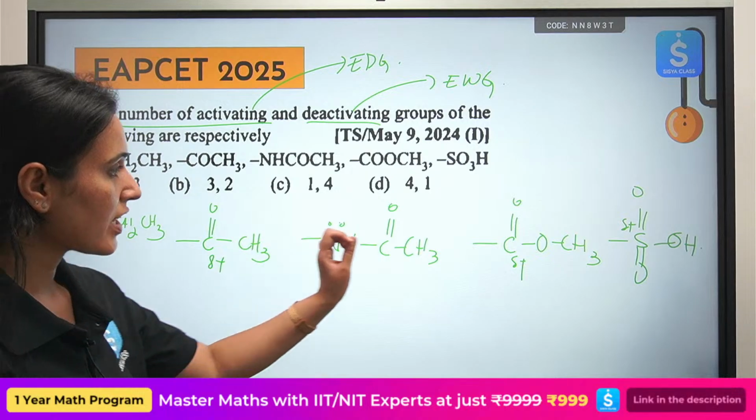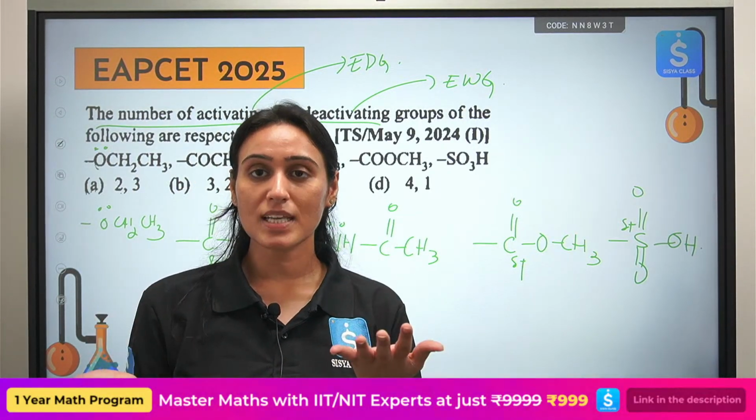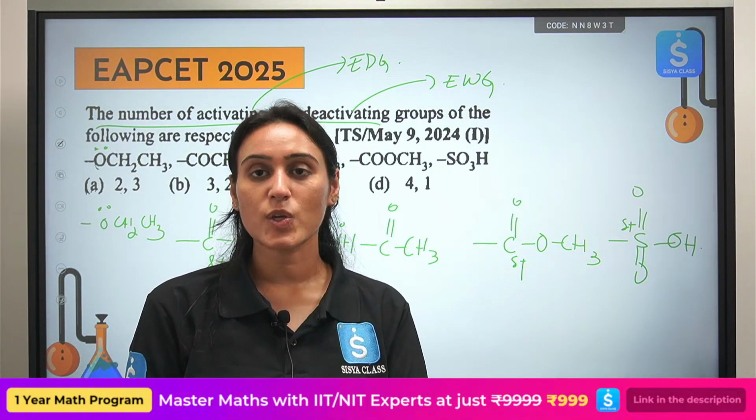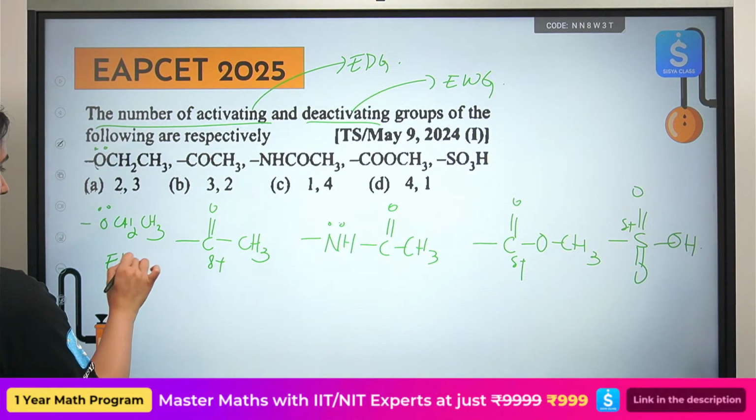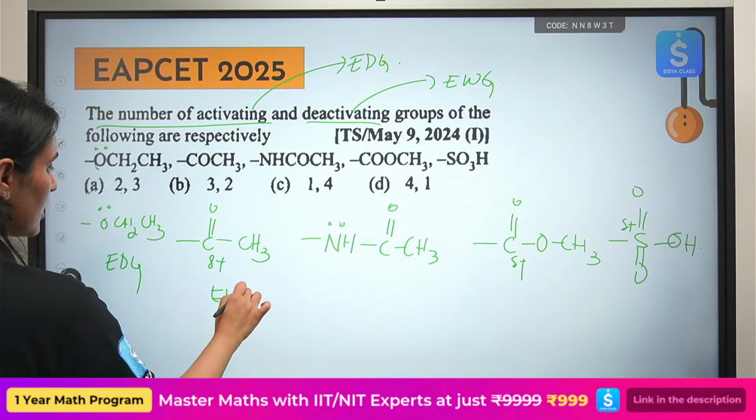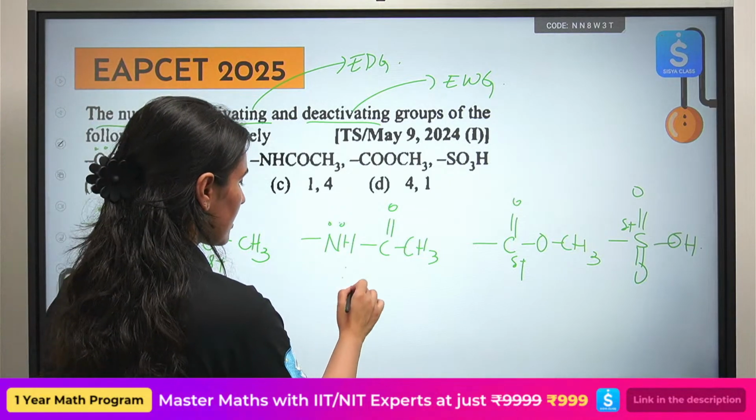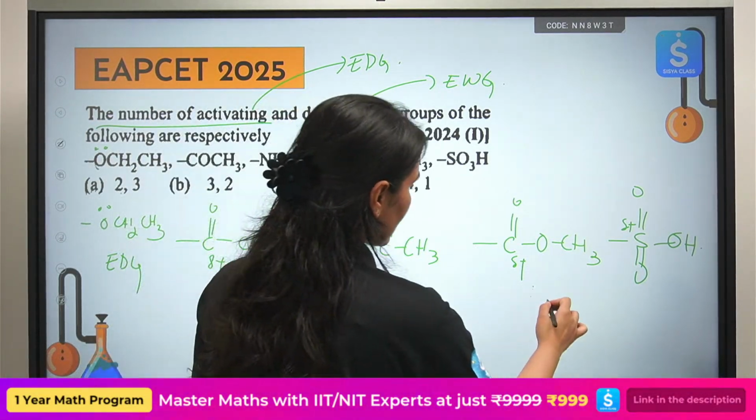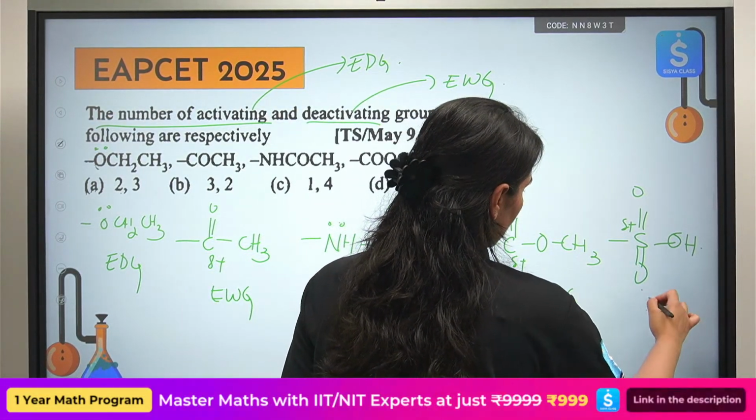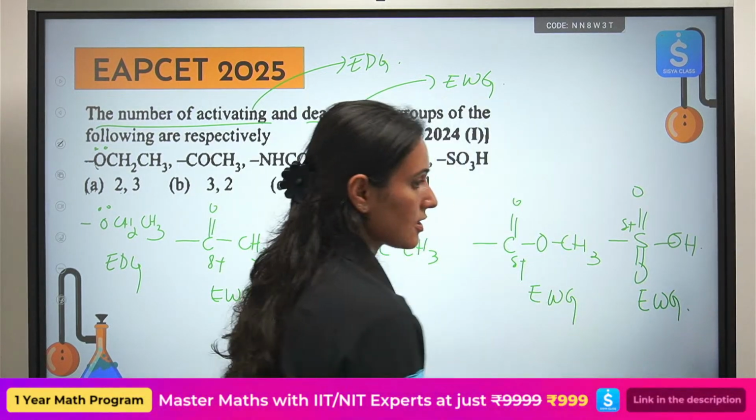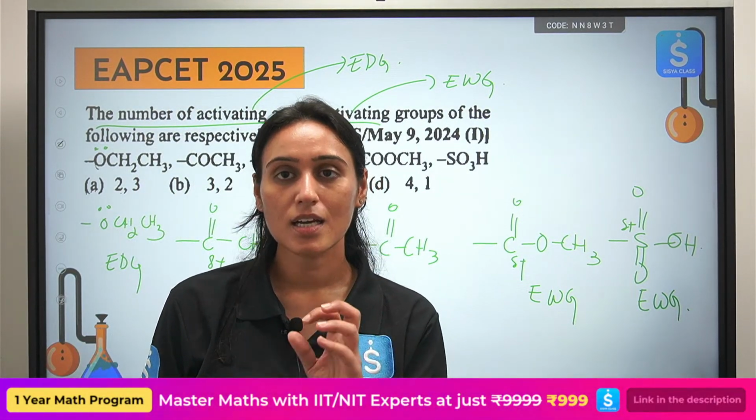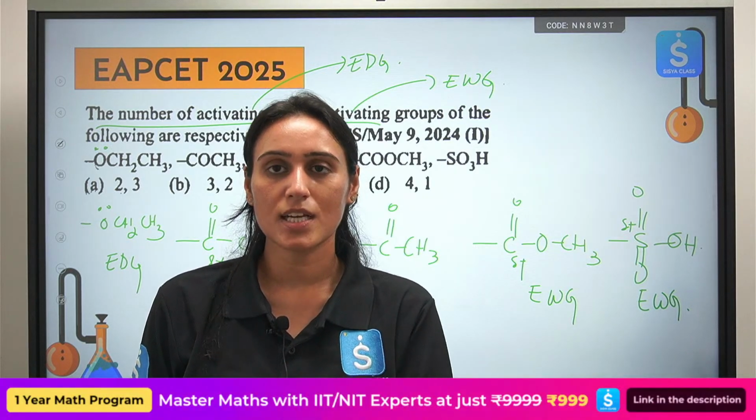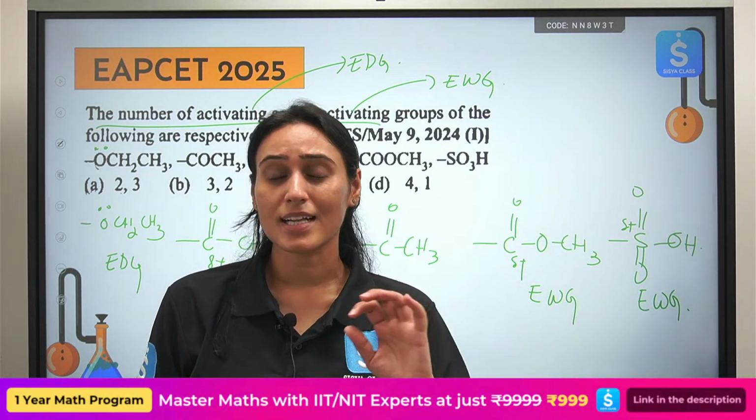In case of a lone pair of electrons, you have something extra. You can donate it to someone else. So you are an electron donating group in that case. This one is an electron withdrawing group. This one is an electron donating group. Again, electron withdrawing. Again, electron withdrawing. So if you see a multiple bond is present, you will call it an electron withdrawing group. If you see a lone pair of electrons or a negative charge, you will call it an electron donating group.